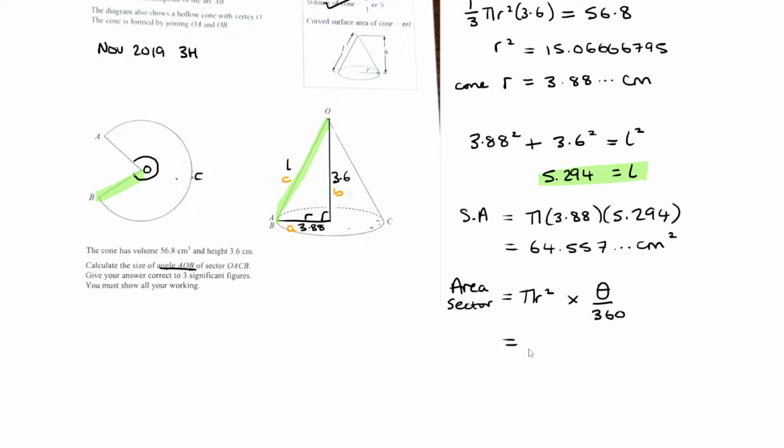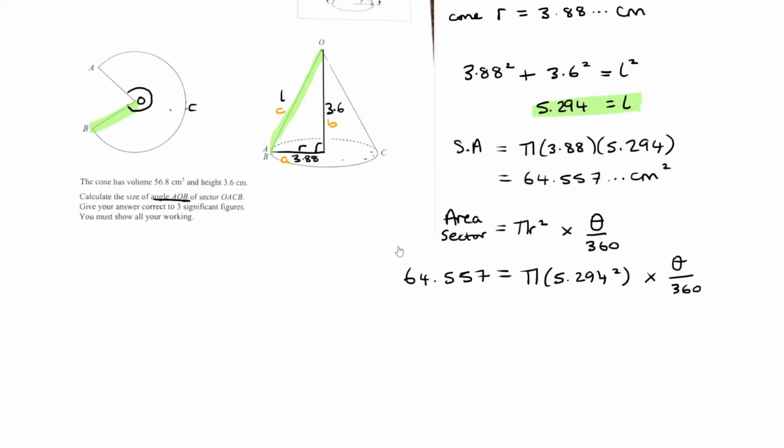So the area of my sector is pi times 5.294... squared times the angle, you can put x if you want, you don't have to put theta necessarily, over 360, but then that equals 64.557. Do you see how I can create this equation? And now the only thing that's missing is the angle. So I just need to rearrange this and solve for the angle now.